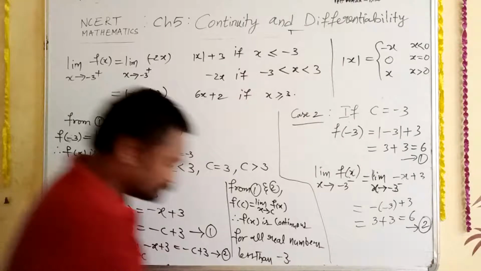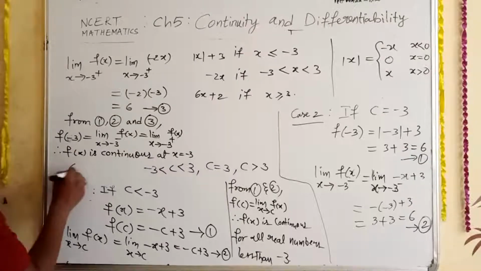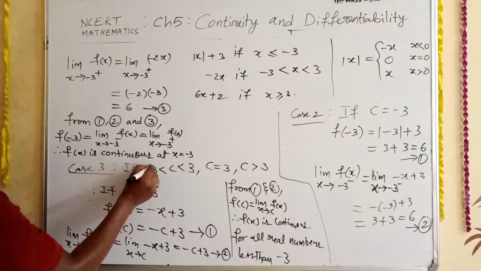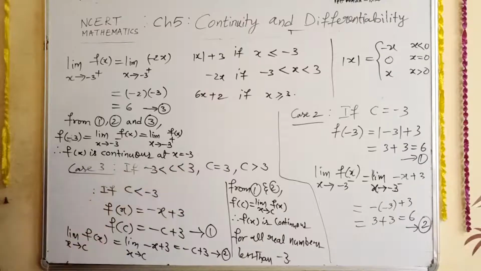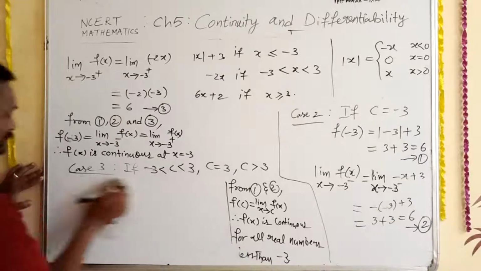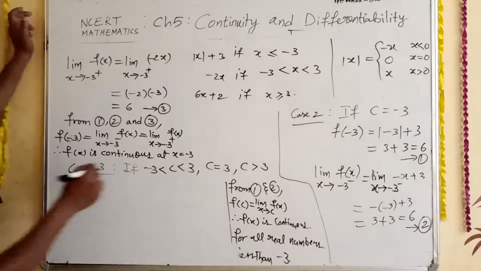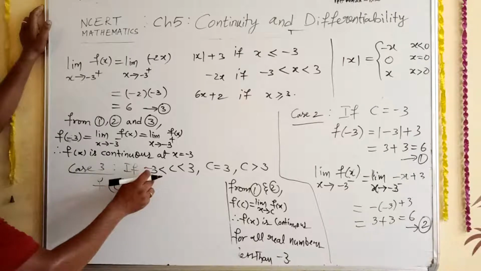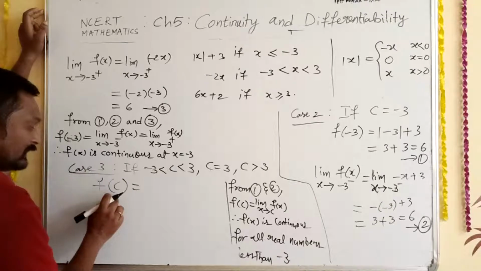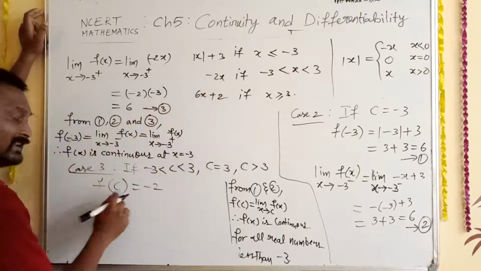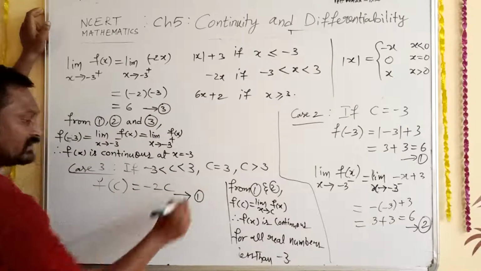Now case 3. So I'll write here case 3: if minus 3 is less than c is less than 3. So then what can we do? Again, it is very simple. Whenever minus 3 is less than c is less than 3, your function is minus 2x. So f of c is minus 2c. This gives us equation number 1.